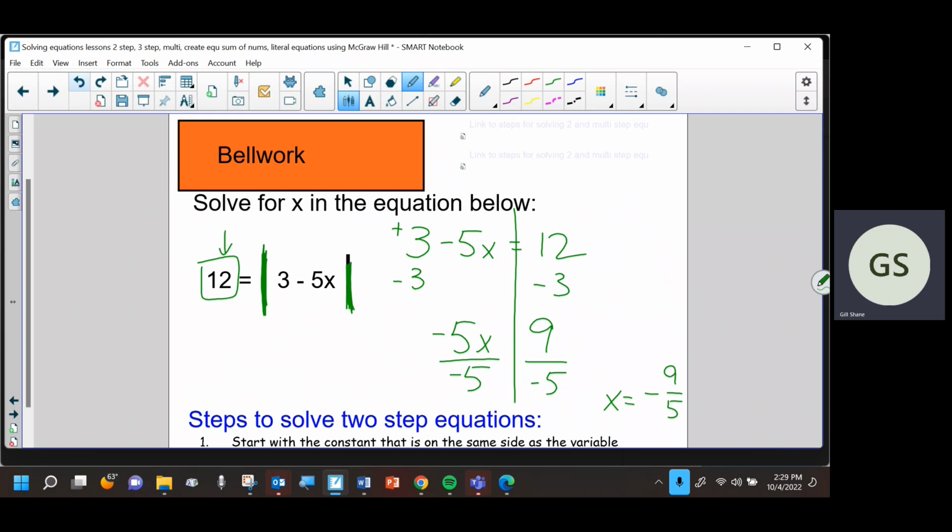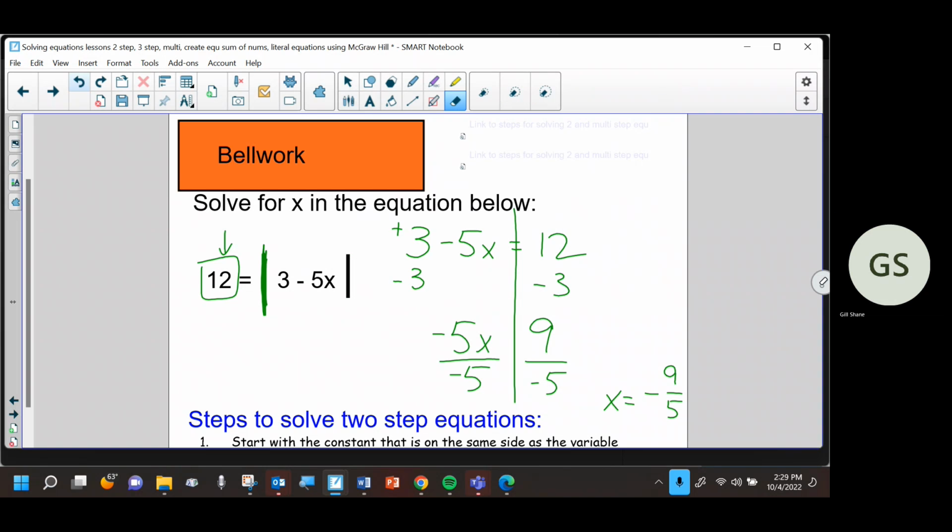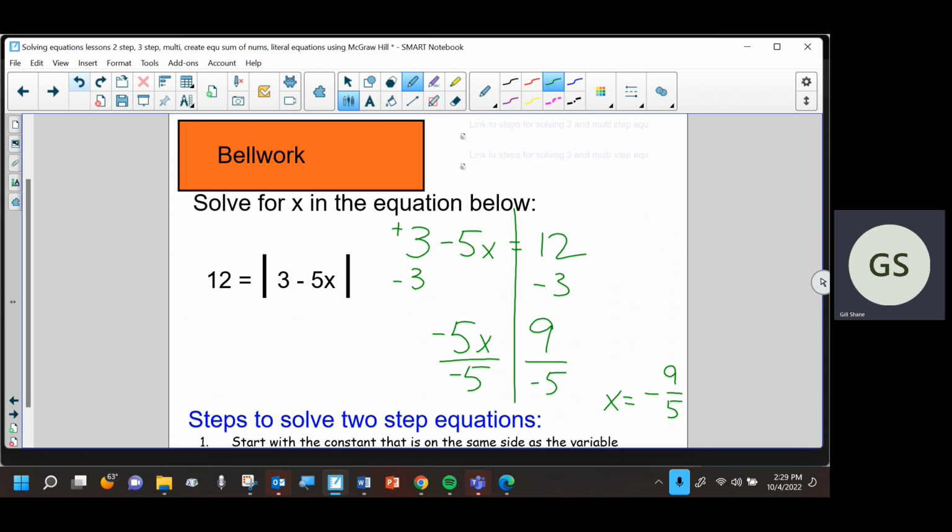Now, here's the thing. That is not the only answer for an absolute value problem. Because remember, we also said negative 12 is 12 units away from 0 as well. So what I now need to do, and I'm going to do this one in a smaller space, I need to create a new equation. I'm going to erase a little bit of this. I need to create a new equation, but this time I'm going to set it equal to negative 12.